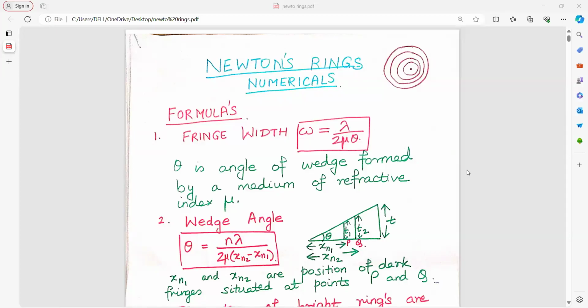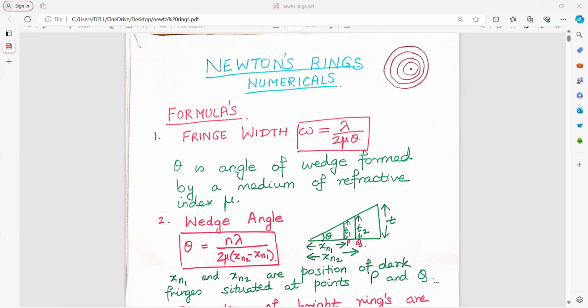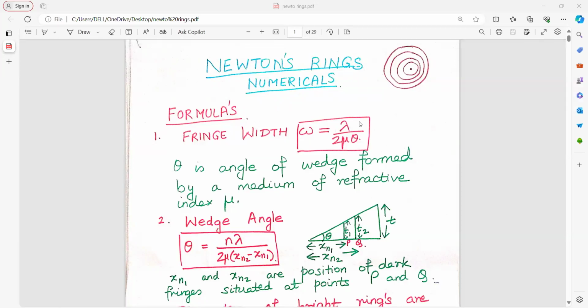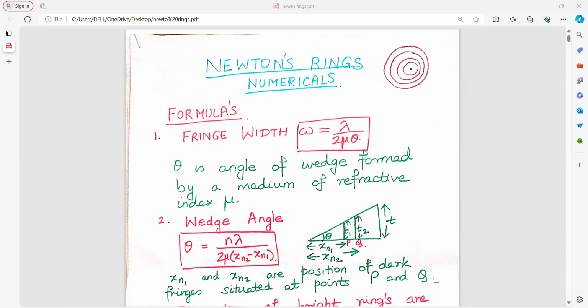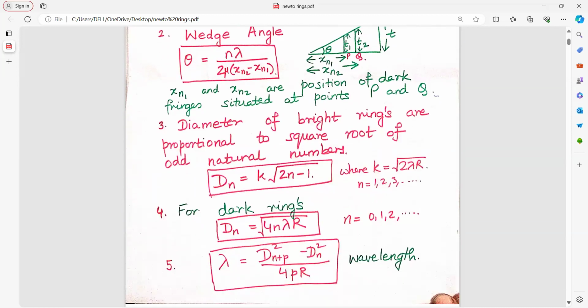Hello students, in today's lecture we will quickly discuss all the numericals related to Newton ring formula. Let us first quickly revise the formulas before attempting the numericals. So, interference topic, Newton ring formula: fringe width omega is equal to lambda upon 2 mu theta. This is for normal incidence. Theta is the angle of the wedge that is formed by a medium. Mu is the refractive index and lambda is the wavelength.